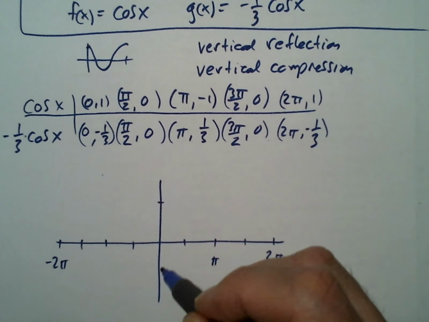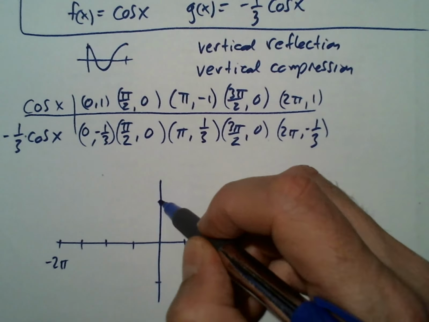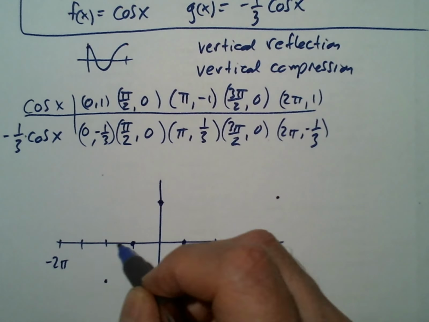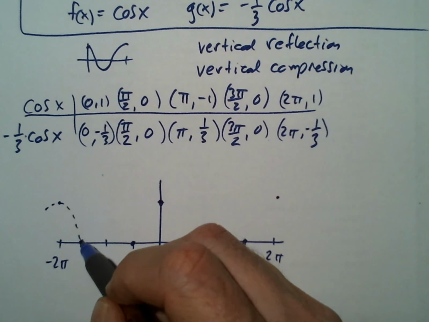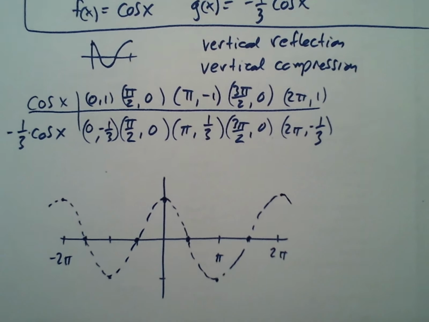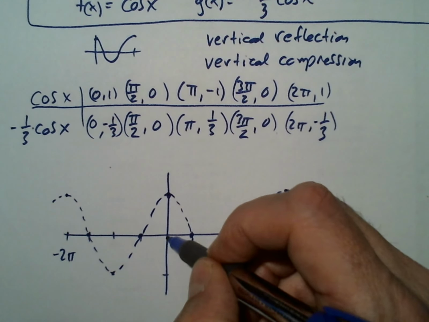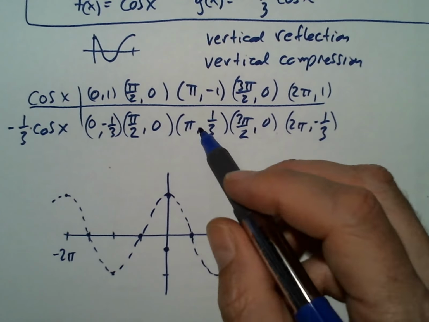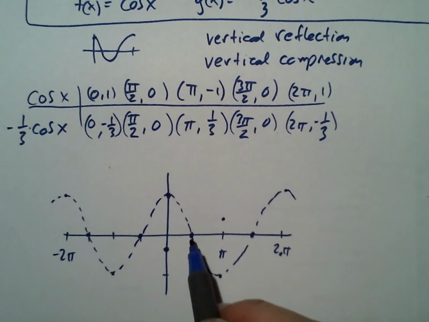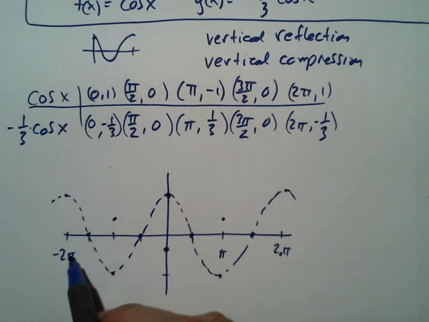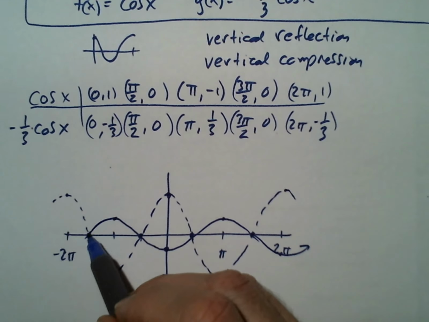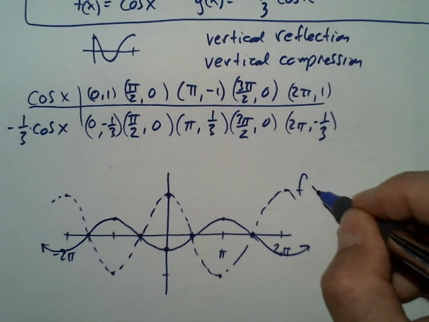Alright, let's graph cosine. And cosine is at 0, 1. Let's also look at the other side. And then we'll just plot the other points. 0, negative 1/3, pi over 2, 0, pi, up 1/3, down to 0, and then down to negative 1/3. And on the other side, we're going to go here, here, here, and we see f and g.